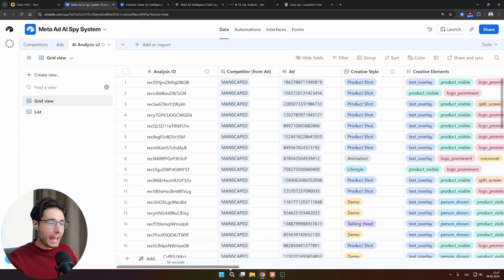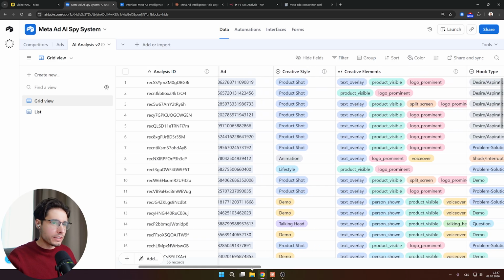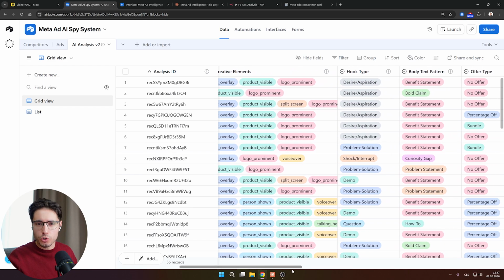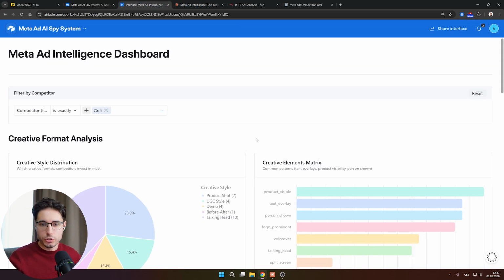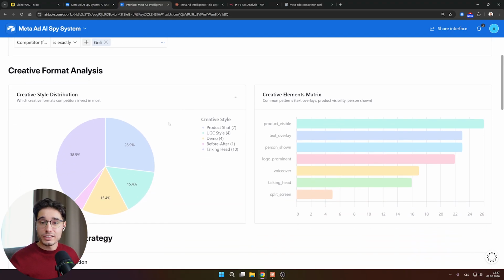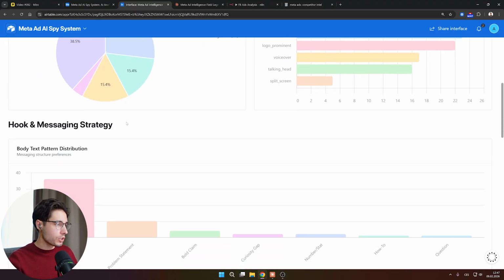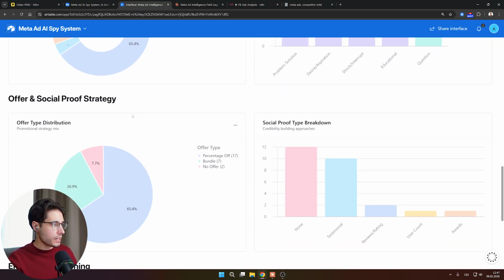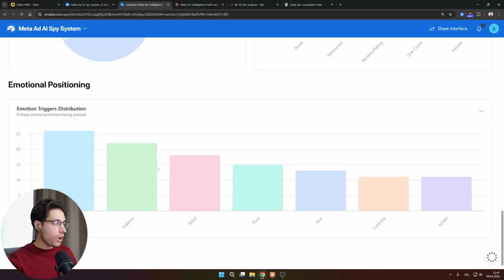So every single ad is broken down where we understand the creative style, the creative elements, the hooks, and everything we need in order to create a high-level dashboard to understand their strategy. All of this happens in the background, so you can then take a look at the dashboard, select the competitor you want to analyze, and understand the strategy behind their ads, whether it's their hooks and messaging, their offer and social proof strategy, or even their emotional positioning in their ads.